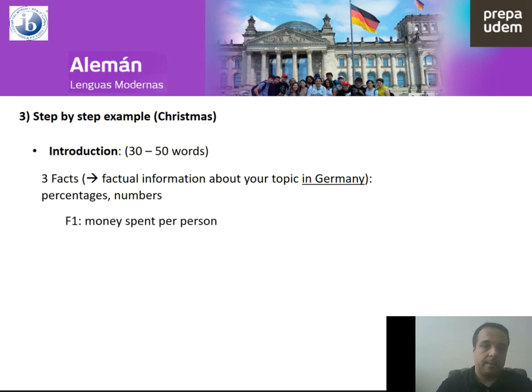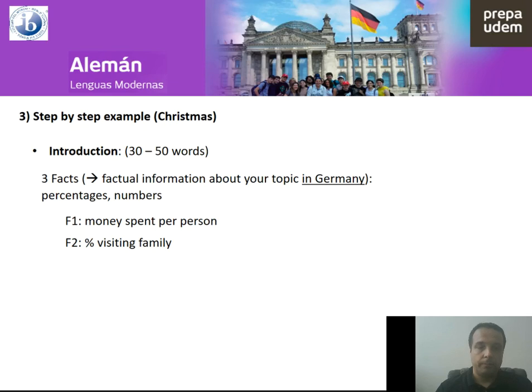Now, for instance, I have here fact 1. For instance, how much money is spent per person for Christmas? Well, a sentence would be here: In Germany, people spend on average 237 euros for Christmas presents per person in total. That would be a fact.